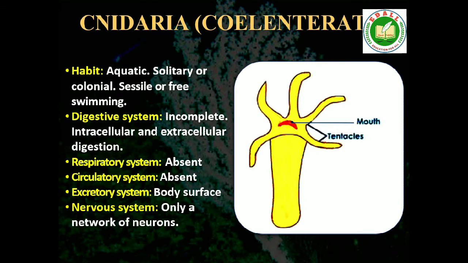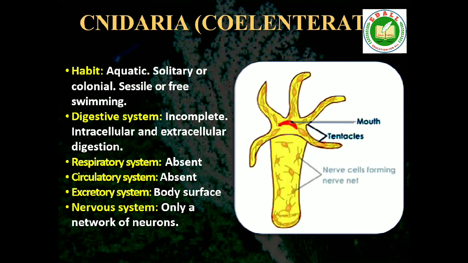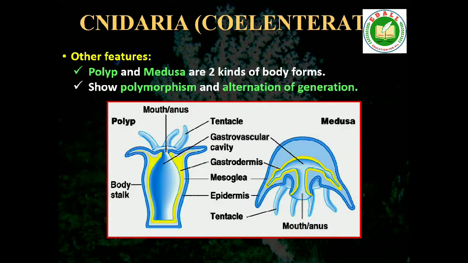Cnidarians exhibit tissue level of organization and are diploblastic. They have a central gastrovascular cavity with a single opening, mouth on hypostome. Digestion is extracellular and intracellular. Some of the cnidarians, for example corals, have a skeleton composed of calcium carbonate.